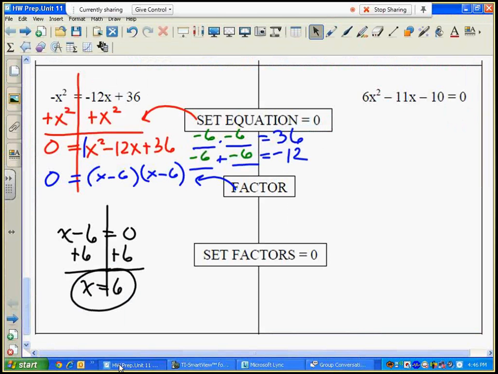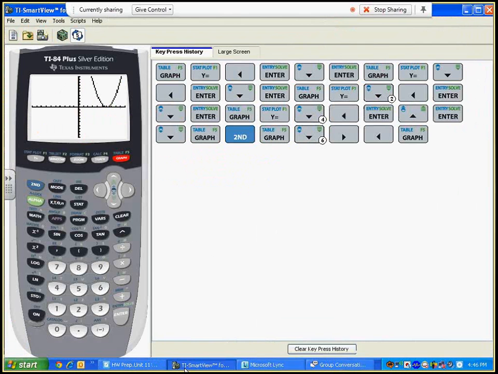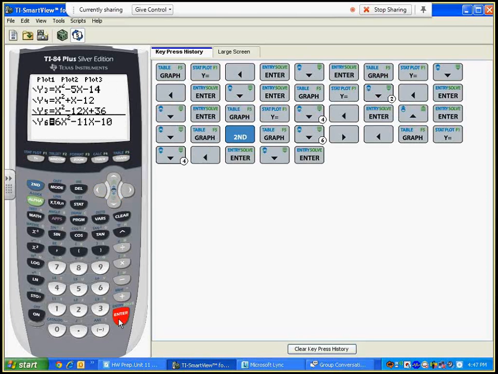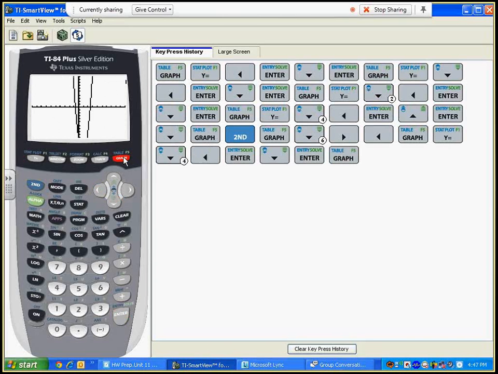Last problem here, 6x squared minus 11x minus 10. We want to set it equal to 0. Well, it's already set equal to 0, so check. Let's go ahead and take a sneak peek at what this guy's going to look like in the calculator. When I graph it, it's going to come down and it doesn't touch anything exactly. It looks like it's somewhere in between 0 and negative 1 and somewhere in between 2 and 3. So this is one of those ones where we're going to end up with fractions or decimals. No sweat, we can handle this.